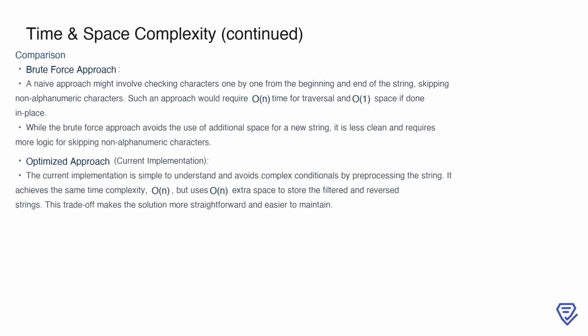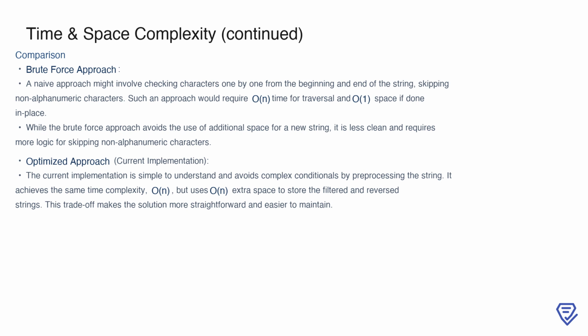To compare, a brute force approach could process the string by checking characters one by one from both ends, skipping non-alphanumeric characters as needed. This method would achieve O(n) time complexity for traversal but could do so using only O(1) space if no additional strings are created. However, such an approach would involve more complex logic, as it would need to handle conditions to skip non-alphanumeric characters in real time. In contrast, the current implementation simplifies the process significantly by pre-processing the string.